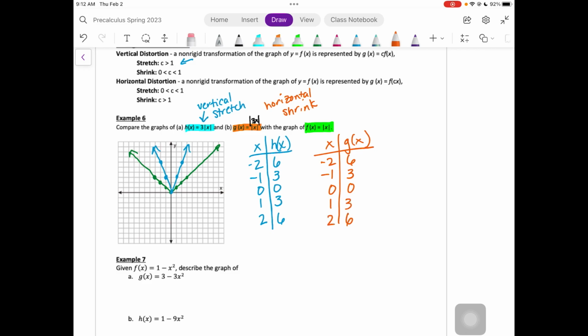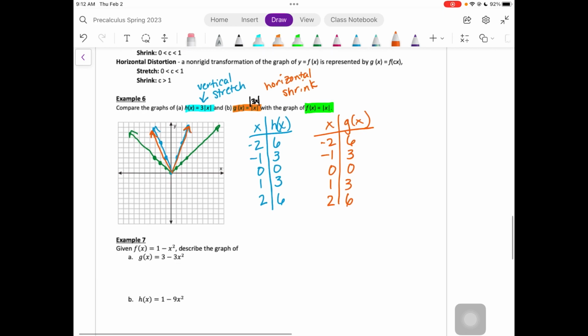So you can see we get the same exact thing. So a horizontal shrink is the same thing as a vertical stretch sometimes. So they can look the same. They're just written differently.